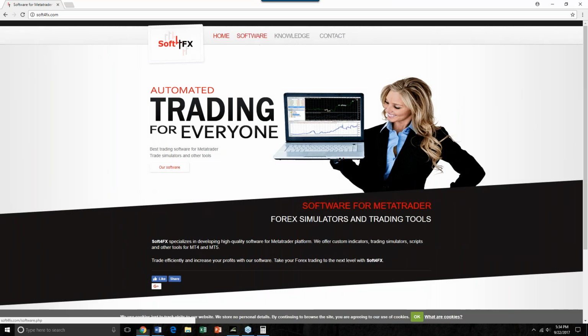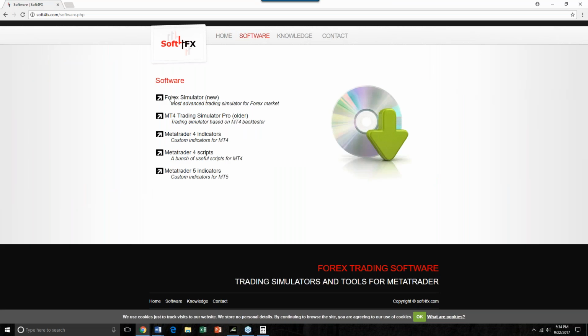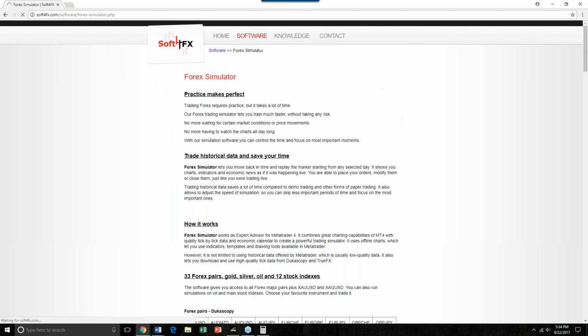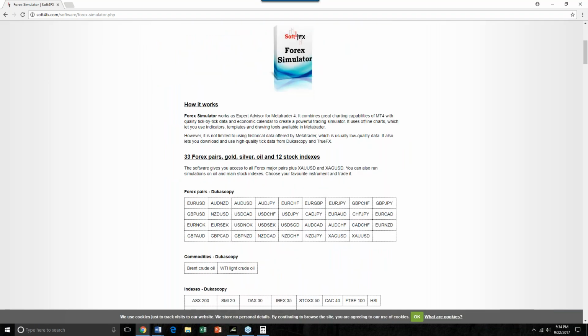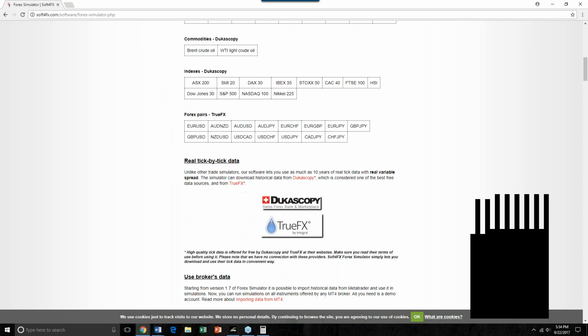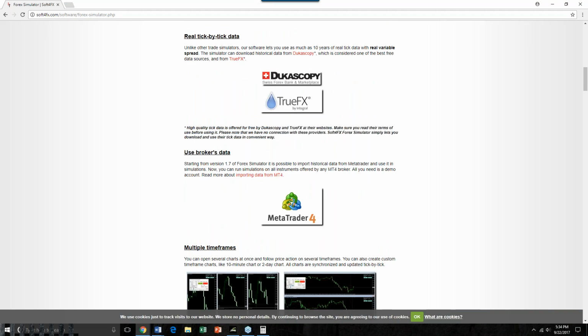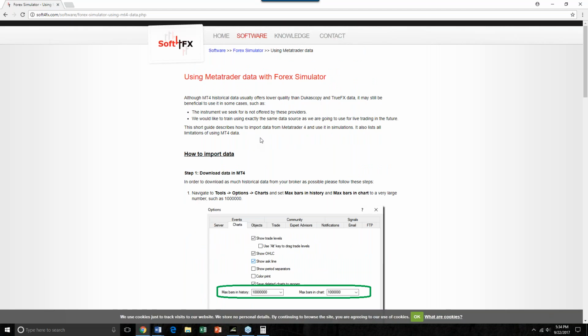So you have to go in here and click software. Choose Forex Simulator, MT Trading 4, whatever you want. Okay, Forex Simulator, new. Here you go. How it works, where you get the information from, tick by tick data, use your broker's data. It tells you where you need to go, importing data.